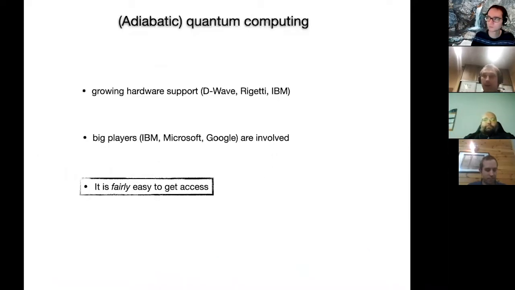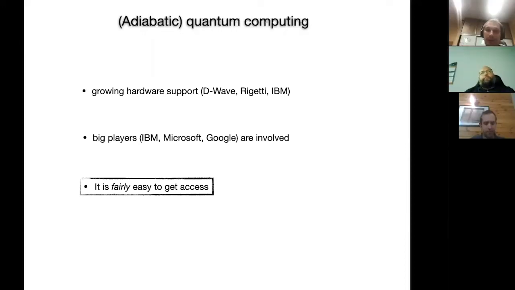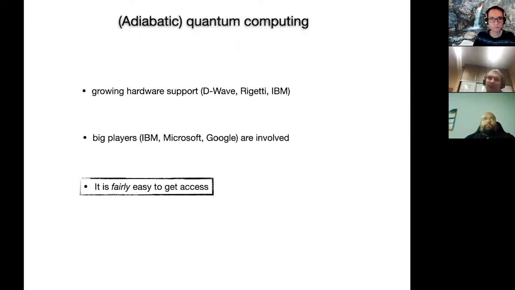Before I start, let me give you the usual motivation for why you should do quantum computing. When people ask me why they should get involved with quantum adiabatic computation, I usually tell them that, first of all, you have growing hardware support. This is important, because only 10 years ago everything was just theoretical and you couldn't do any experiments, and in physics and computer science, experiments matter in the end. Only 2 days ago, D-Wave announced the newest generation of quantum annealers, which has 5,000 qubits. So we are really living in extraordinary times.